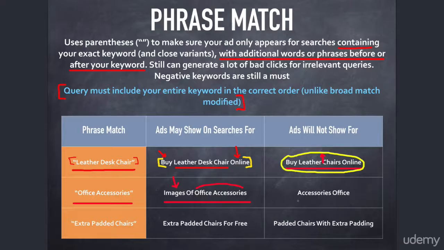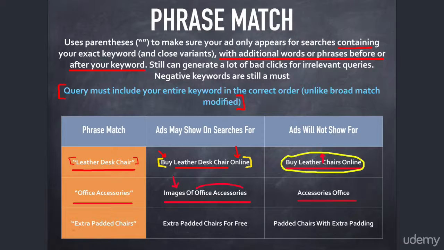My ads will not show for accessories office. People search in lots of different ways, and people looking for office accessories, they might type in accessories office. So this is the type of situation where you might want to also have a variation of this phrase match as a broad match modified, plus office plus accessories. And that way, this keyword here, accessories office, will be eligible under the match type of broad match modified, but it will not be eligible under phrase match. So you have to be very, very careful, once again, about knocking out potentially good keywords.